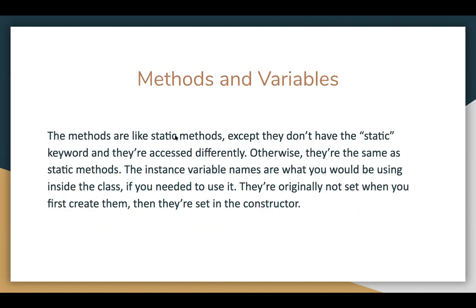Methods and variables. The methods are like static methods, except they don't have the static keyword, and they're accessed differently. I'll go over specifically the difference between them later on. Otherwise, they're the same as static methods. The instance variable names are what you would be using inside the class if you needed to use them. For example, in the previous example, when we had gas, miles, and status, if you had to use them inside the instance method, then you would use those names: gas, miles, and status. And they're originally not set when you first create them, then they're set in the constructor, as you saw.